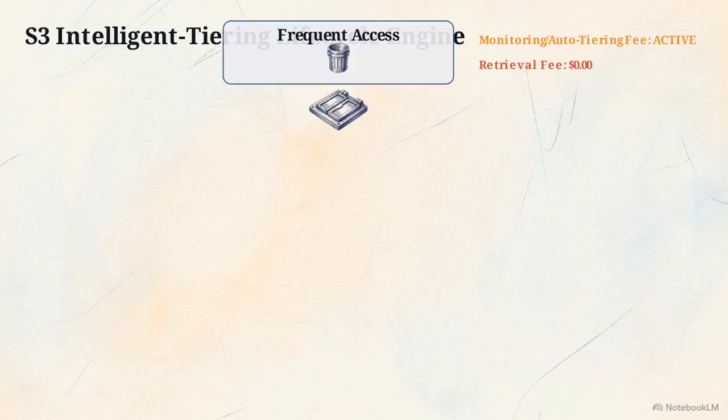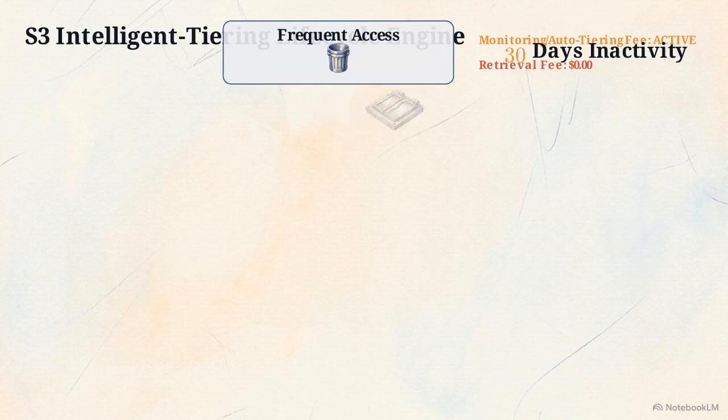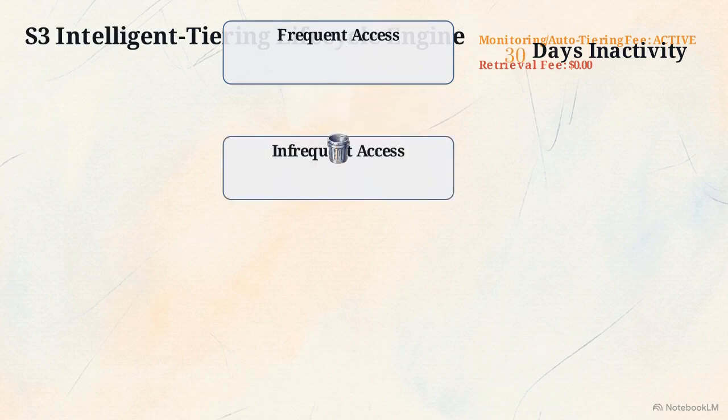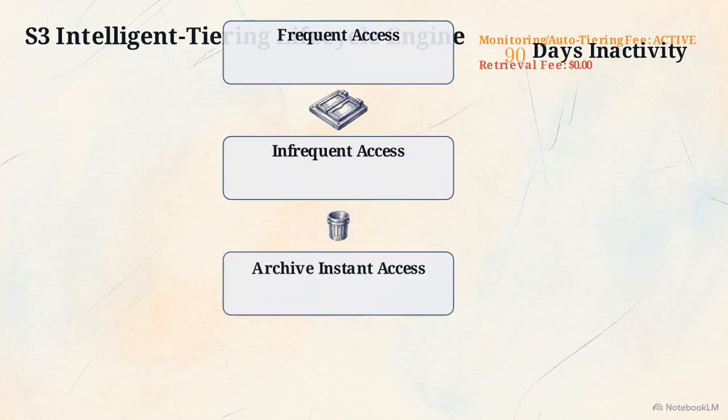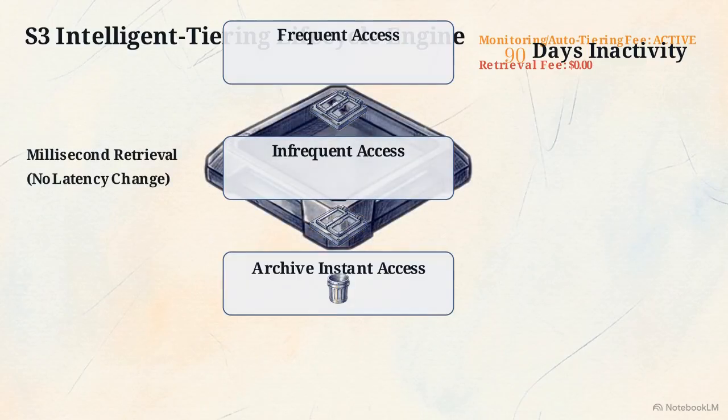The default mechanics are automated. If an object is untouched for 30 consecutive days, the logic gate triggers, dropping the data into the Infrequent Access tier. If access stops for 90 days, the state machine drops the object further into the Archive Instant Access tier. Because all 3 of these default nodes provide millisecond retrieval times, your applications experience 0 latency penalties. Performance remains identical while costs scale down.